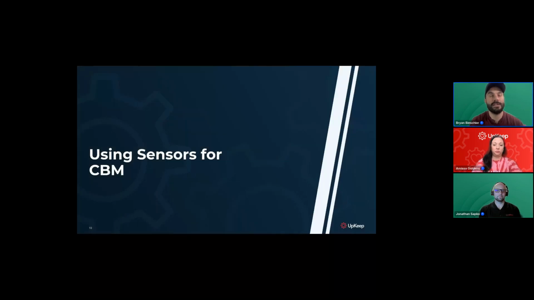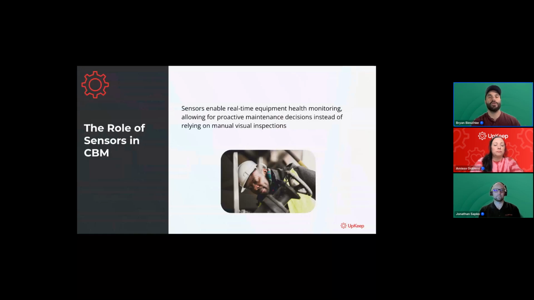All right. Using sensors for condition-based maintenance. So what's the role of sensors? Sensors provide real-time equipment health. They can monitor and support proactive maintenance decisions.